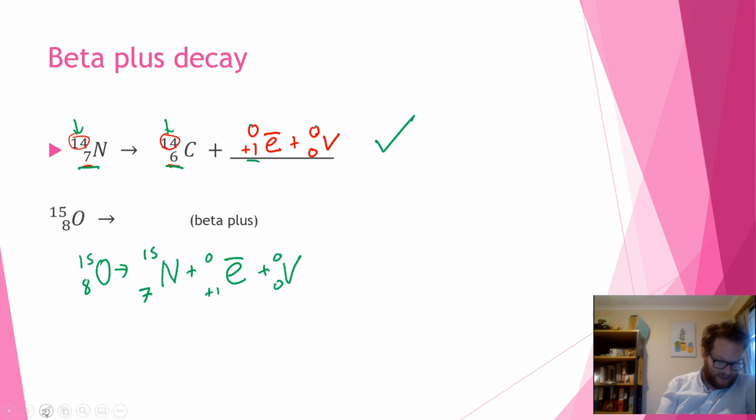Now let's double check this works. We've got 15 on the top, 15, 0, 0. So the top is balanced. At the bottom we've got 8. 7 plus 1 makes 8.